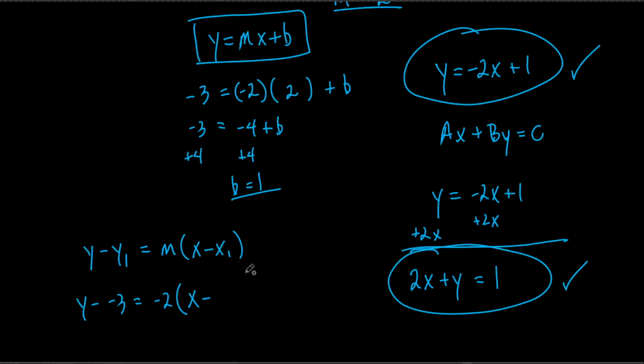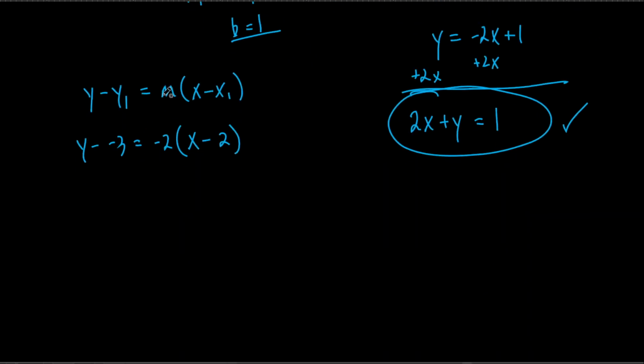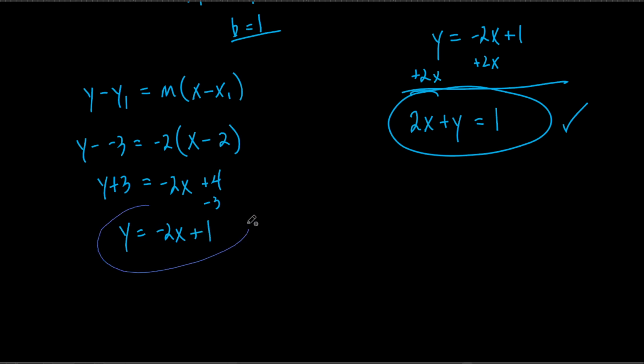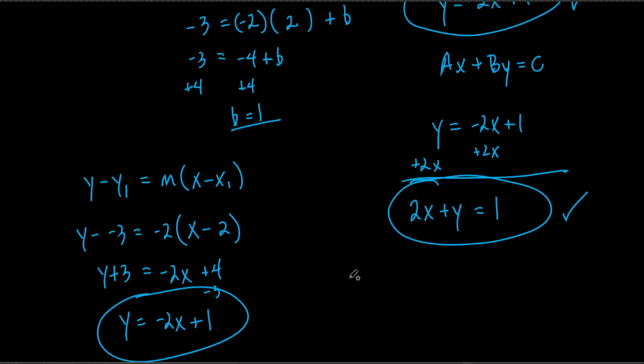X minus x1. What was our x1? It was 2, wasn't it? Okay, so watch this. Let's see if we get the same thing as we did before. What's that? Y plus 3 equals, let's distribute that, negative 2x plus 4. Let's get y by itself. So we subtract a 3 from both sides. So we get this. Subtract a 3 from that. We get a 1. Look at that. That is the same thing.